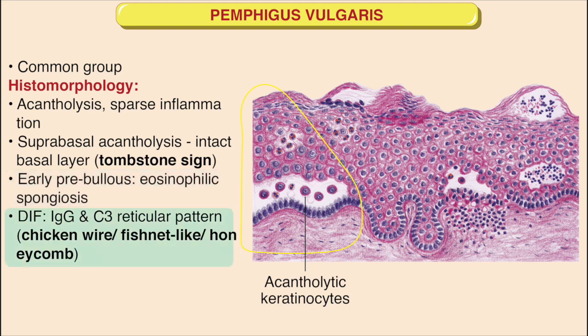Direct immunofluorescence displays a reticular pattern referred to by various fancy terms such as chicken wire, fishnet-like, or honeycomb pattern, due to IgG and C3 depositions on the surface of epidermal keratinocytes.